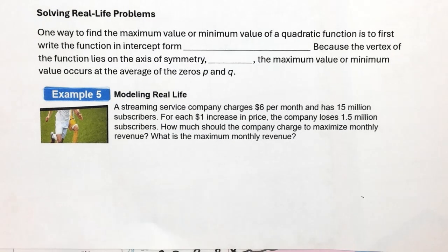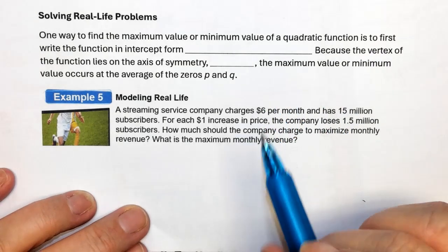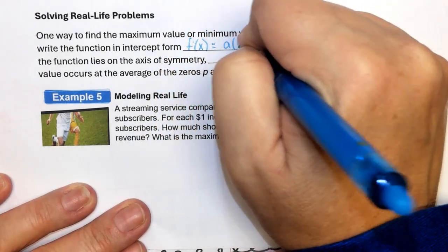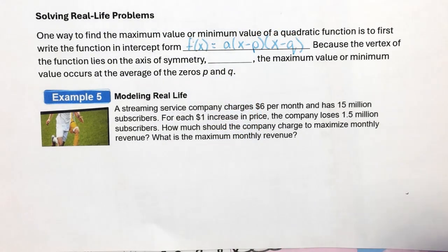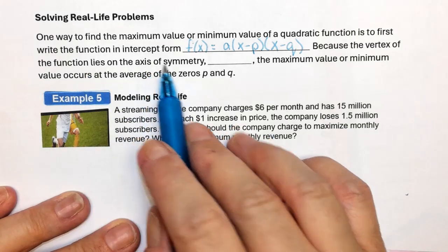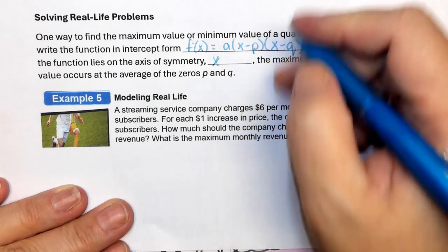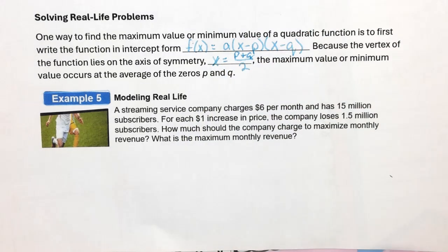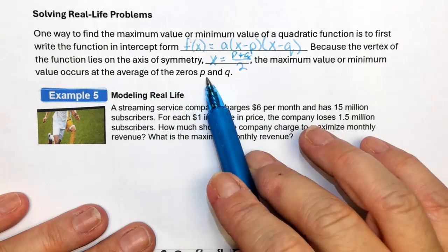So let's see. One way to find the maximum or the minimum value of a quadratic function is to first write the function in intercept form. So intercept form is f of x equals a times x minus p times x minus q. So intercept form, factor form, same thing. Because the vertex of a function lies on the axis of symmetry, we can find the axis of symmetry in between those 2 points. So we could say x is equal to p plus q divided by 2, because that would give us the number in the middle of those 2. So the maximum or minimum value occurs at the average of the 2 zeros.